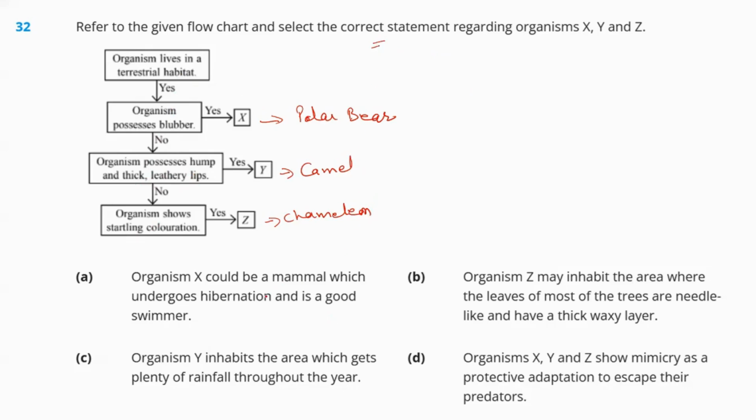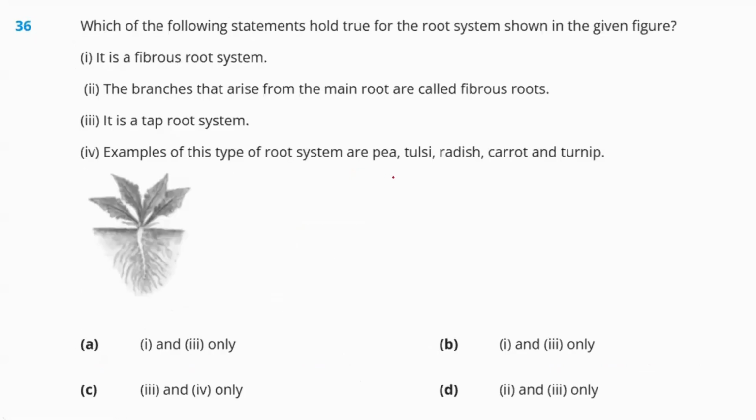So, organism X could be a mammal which undergoes hibernation and is a good swimmer. Yes, polar bear. Organism Z may inhabit the area where the leaves of most of the trees are needle-like and have a thick waxy layer. No. Organism Y inhabits the area which gets plenty of rainfall. No. Organism XYZ show mimicry. No. Our option A would be the correct answer.